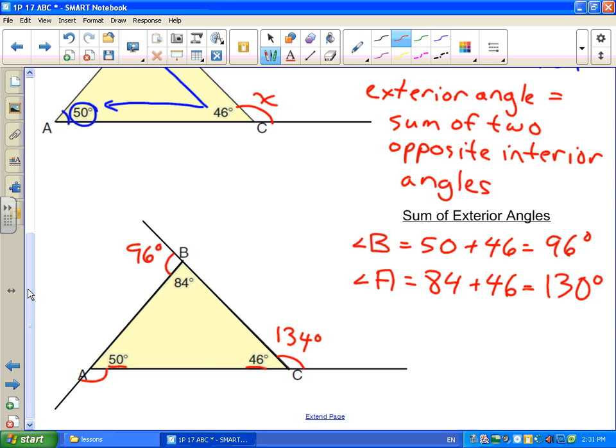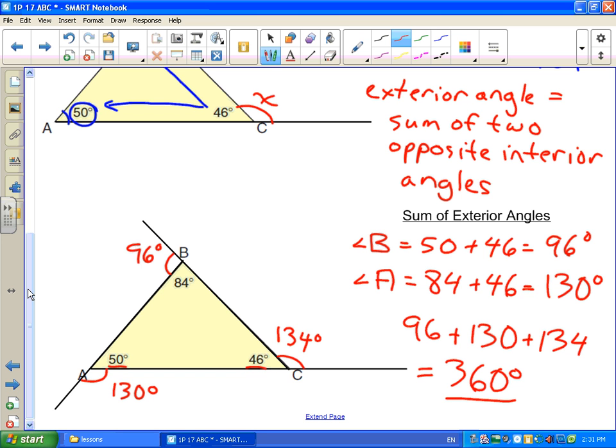Now what if I do 96, my one exterior angle, plus my 130, plus my 134, and I add up those three exterior angles. Punch this into my calculator, and you know what I get? 360 degrees. That's going to be the same for every single triangle. And in fact, it's going to be the same for every kind of shape, no matter how many sides there are. You make those exterior angles and you add them all up, they'll always add up to 360 degrees.